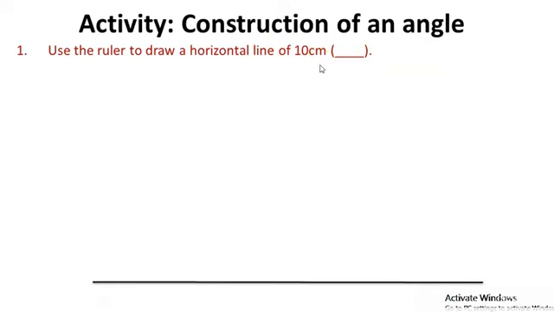I believe you can do that. You use your ruler, place it on your book, and draw a horizontal line of length 10 centimeter. This is my own line. Then next, mark the center of the horizontal line with a dot. The center of 10 is 5 centimeter. Mark it with a dot.